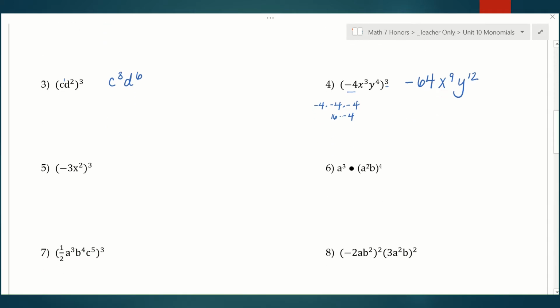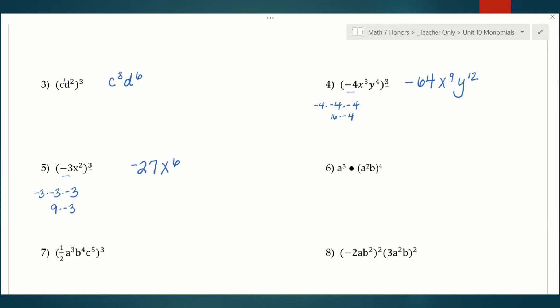Okay, number 5. Again, our coefficient is something other than 1. So negative 3 gets raised to the third power. So negative 3 times negative 3 times negative 3. Negative 3 times negative 3 is positive 9, times negative 3 is negative 27, and x squared to the third power is x to the sixth.